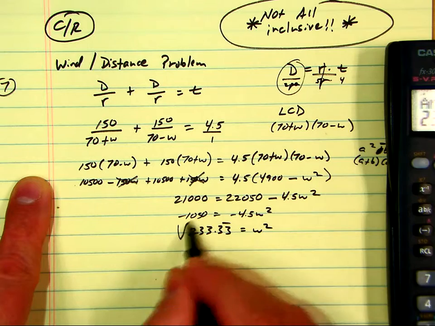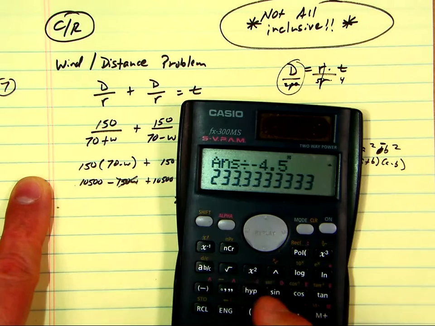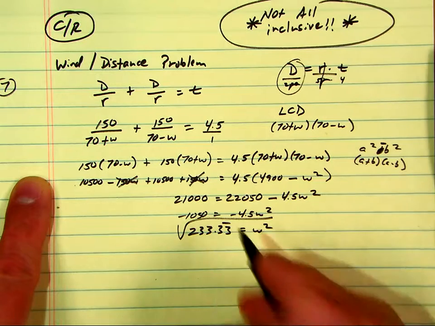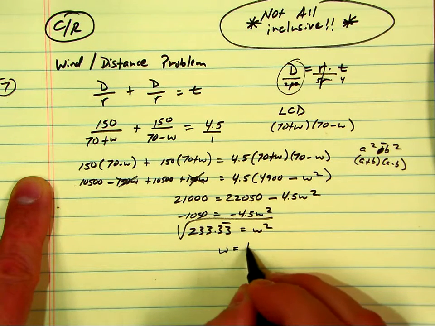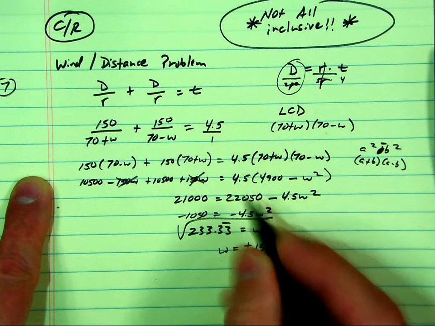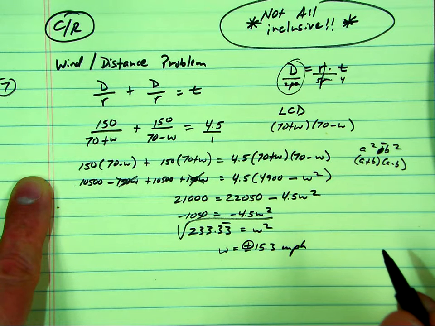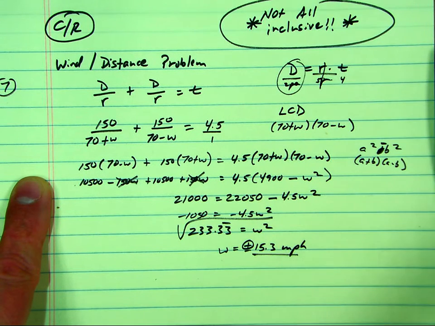And we're going to be taking the square root of both sides. So the square root of that answer gives me about 15.3. Now remember, it's plus or minus 15.3 miles per hour. But in our case, we're just going to simplify and go with the principal square root. So the wind was about 15.3 miles an hour. That's it.